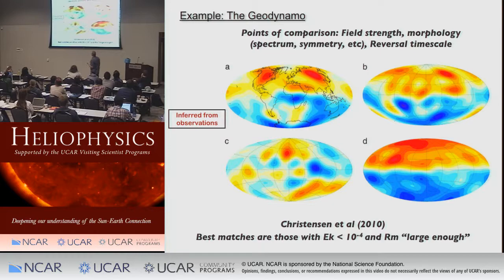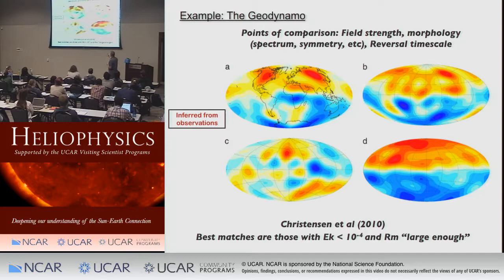There are a lot of points of comparison. One is the field strength, one is the morphology, how much is in the dipole, how much is in higher order multipoles. There's symmetry about the equator. And reversal timescales, this is harder because it requires much longer simulation. The convective timescale of the Earth is like 500 years, and the reversal timescale is 200,000 years. So you have to run a simulation a long time to really quantify what the reversal timescale is. But some of them seem to match the Earth pretty well.